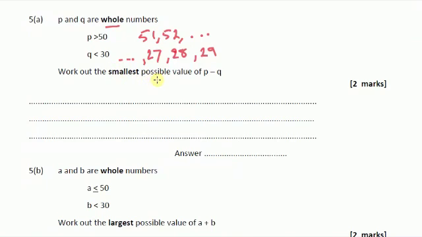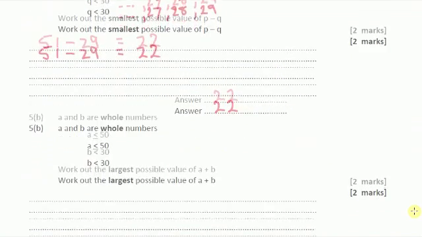So the smallest value of P minus Q is given by the smallest value of P, which is 51, and then take away the largest value of Q. If you take a large amount away, you're left with a small result. So that comes to 22. Move on to part B.